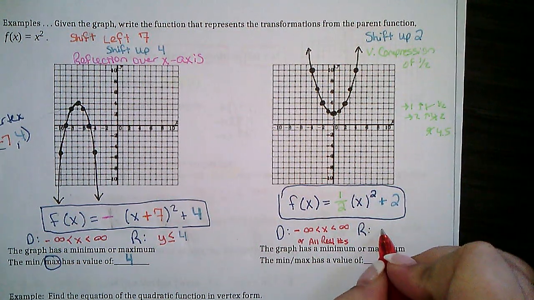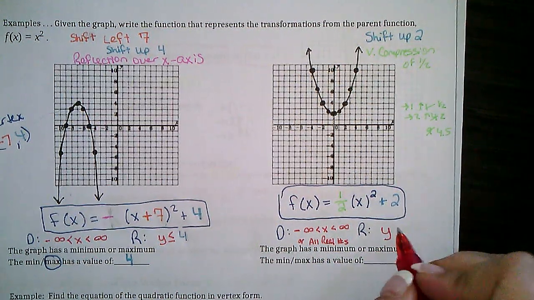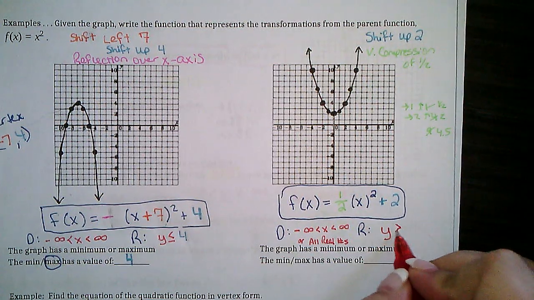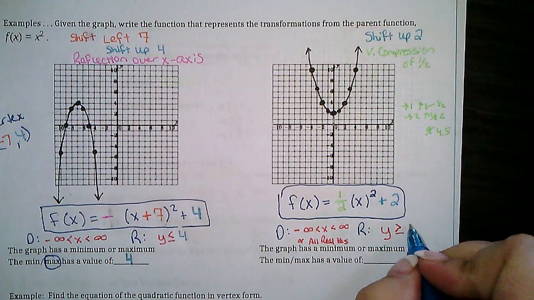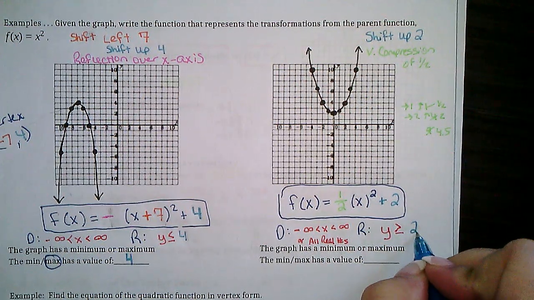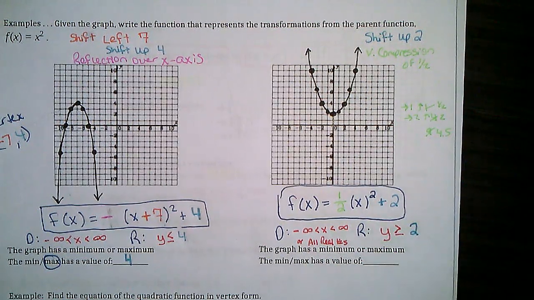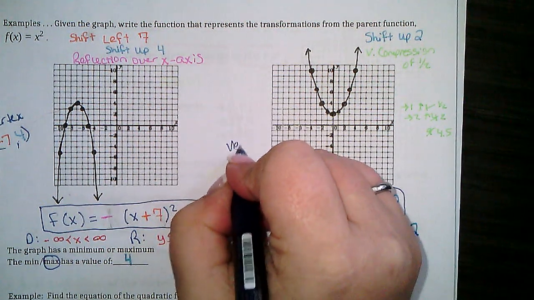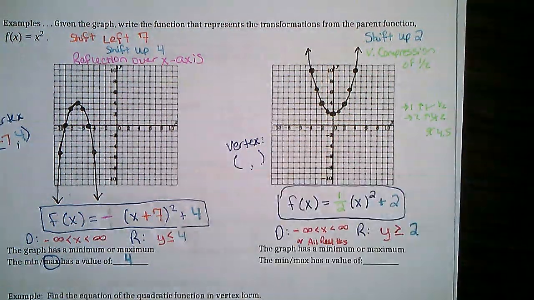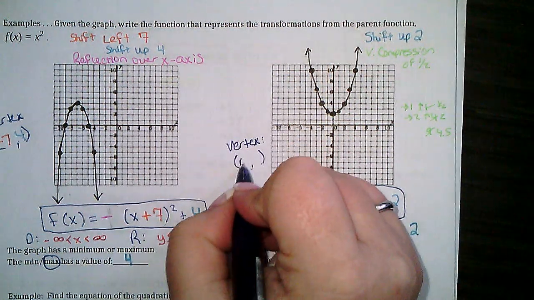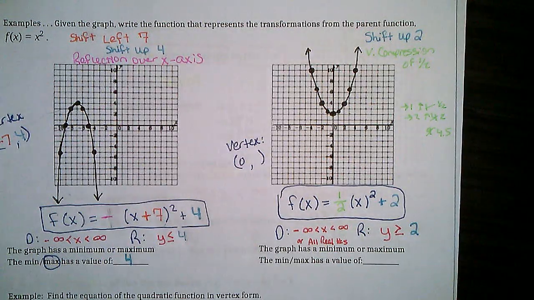The range on this one, since this one goes up, it's going to be greater than or equal to, and then it is going to be the amount that I shifted it up or down, which is also the y value of our vertex. We didn't write that, the vertex. I keep forgetting that. I apologize. What is our vertex on this one? Well, it didn't go right or left any, but it sure went up 2.